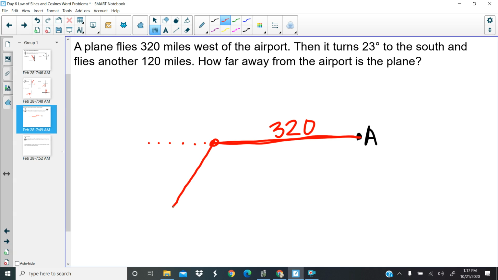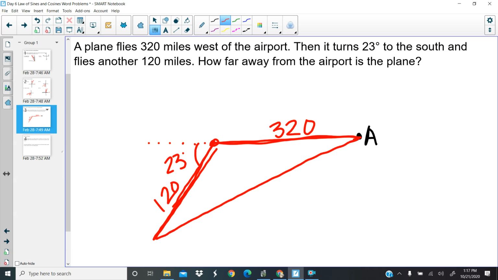So it's going to turn down by 23 degrees like that. And it flies another 120 miles. So this is 120. And we want to know how far from the airport is the plane. So this is the distance we're looking for. So what we're going to have to do is figure out what this angle is. And it's going to be supplementary to my 23 that I have on the other side. So to get this angle, I would do 180 minus the 23. And I would get 157.